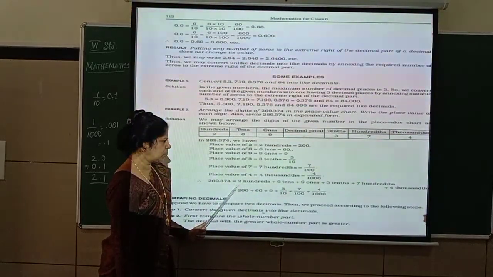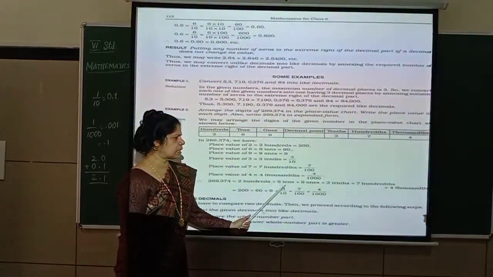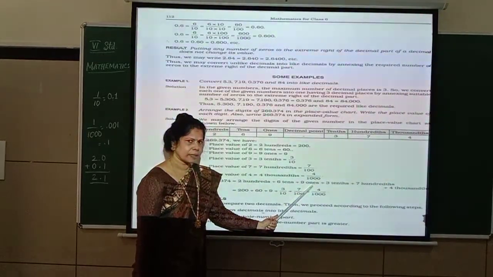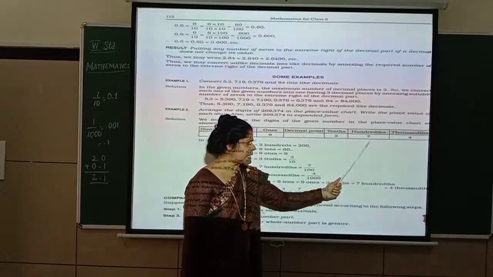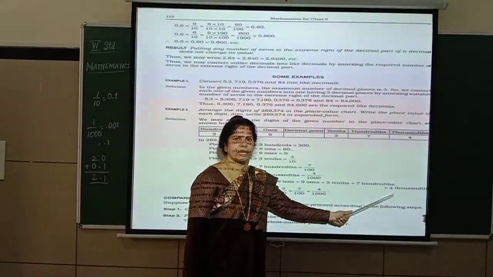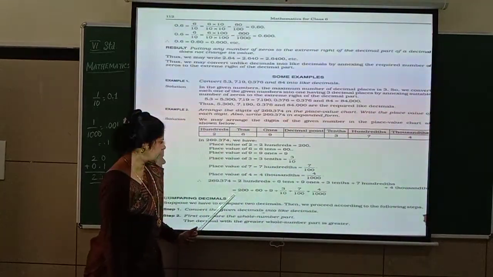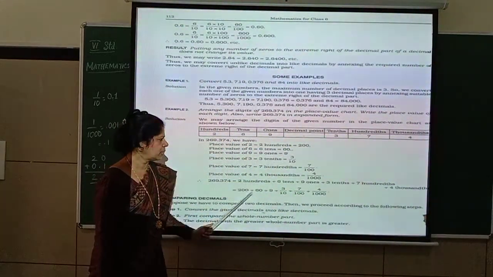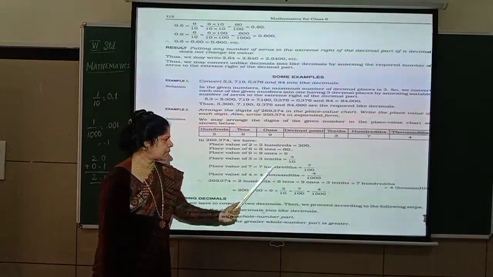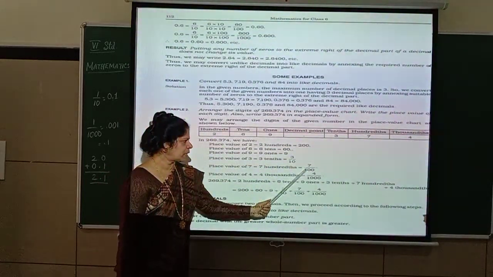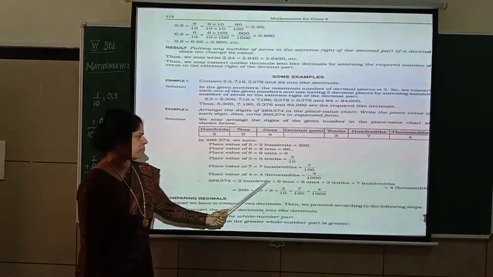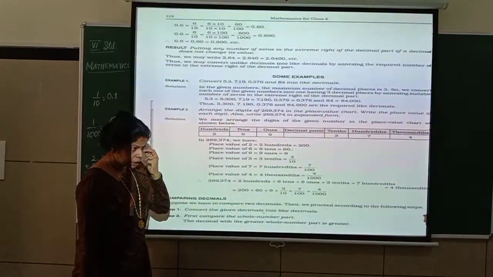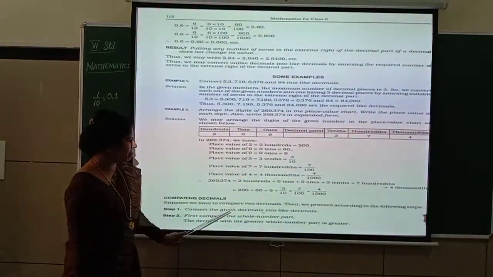269.374 is equal to 2 hundreds plus 6 tens plus 9 ones plus 3 tenths plus 7 hundredths plus 4 thousandths. Clear? Which is written as 200 plus 60 plus 9 plus 3 by 10 plus 7 by 100 plus 4 by 1000. So that is the expanded form. You are expanding that. How to expand is shown here. Clear?